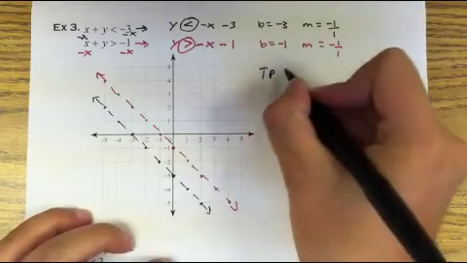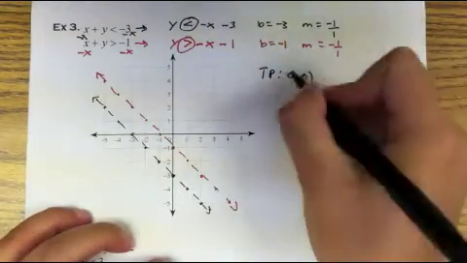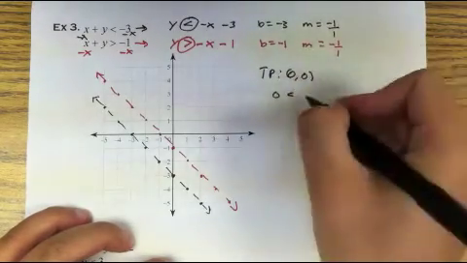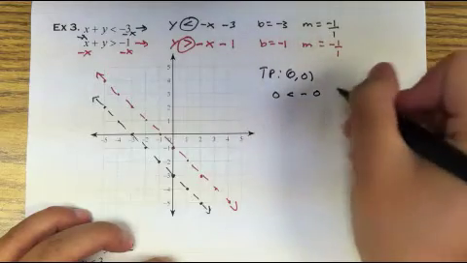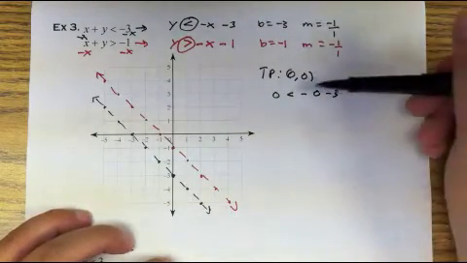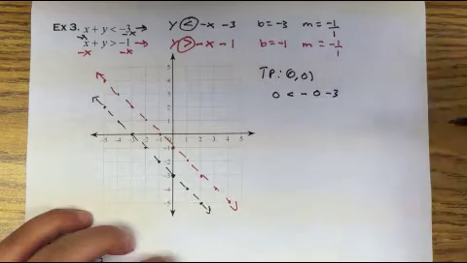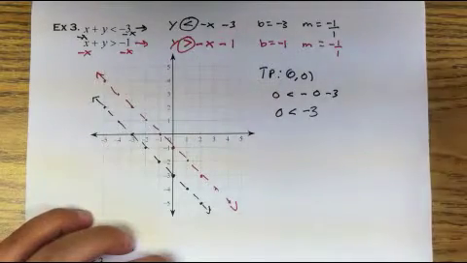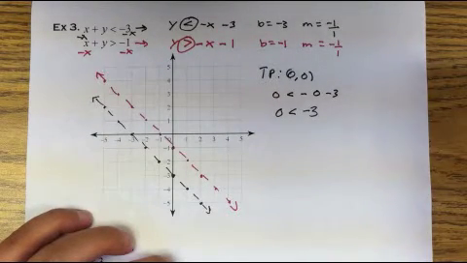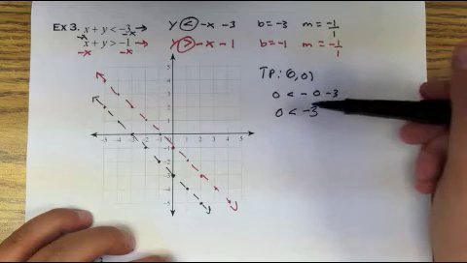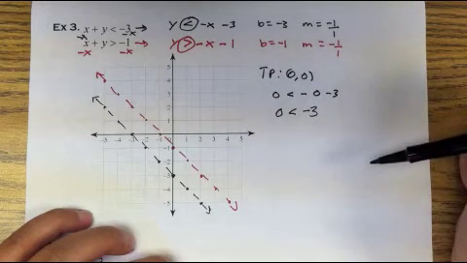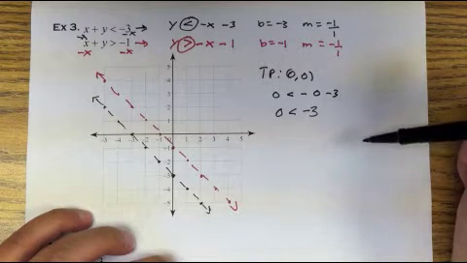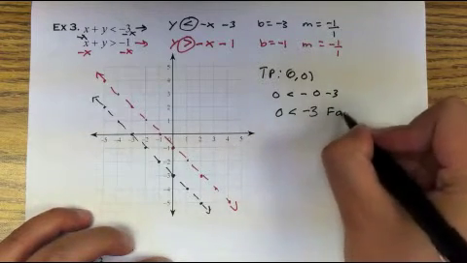So let's do the test point for the black equation. All right, 0 goes into y. 0 goes into x. All right, so we have negative 0. That really doesn't matter. What is 0 minus 3? You got it, negative 3. Okay, let's see if this is true or false. Is 0 less than negative 3? Think about a number line. Is 0 less than negative 3? Does that make sense? You got it. It does not. That is a false statement.